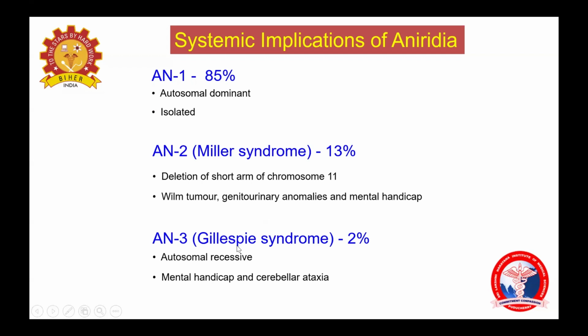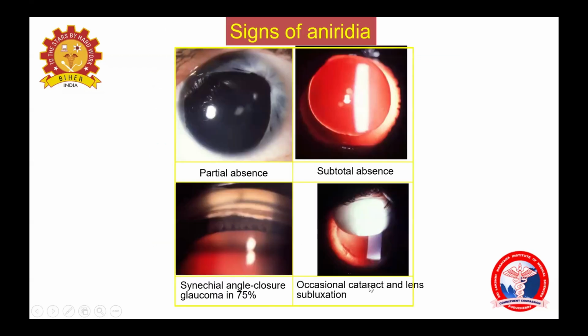Aniridia type 3, or Gillespie syndrome, is very rare. Thankfully, it's only 2%, and it is autosomal recessive. Patients may have mental handicaps and cerebellar ataxia. Signs of aniridia: it could be partial or subtotal, and you could also have synechial angle closure glaucoma in 75% of the cases, and occasional cataract with subluxation of the lens.